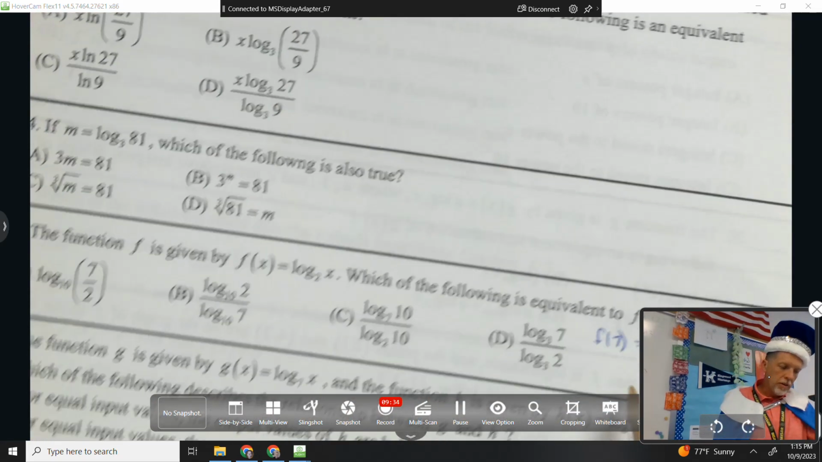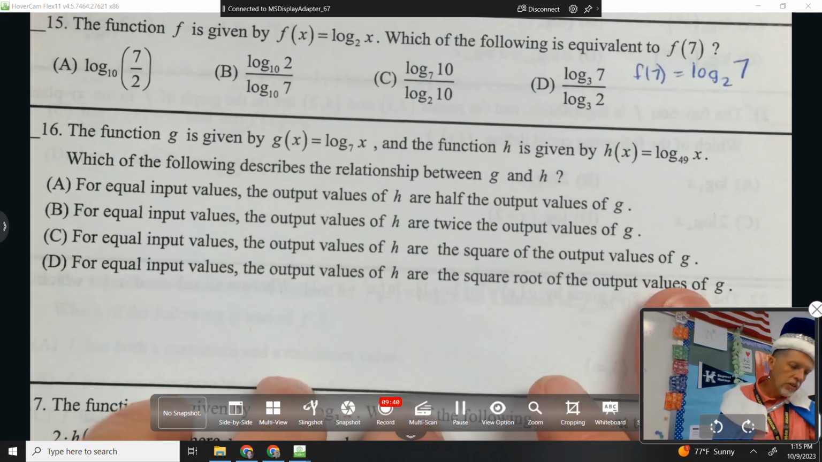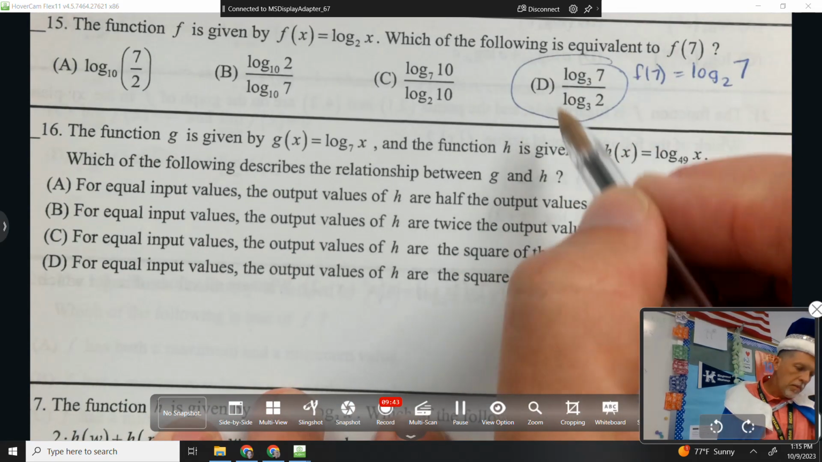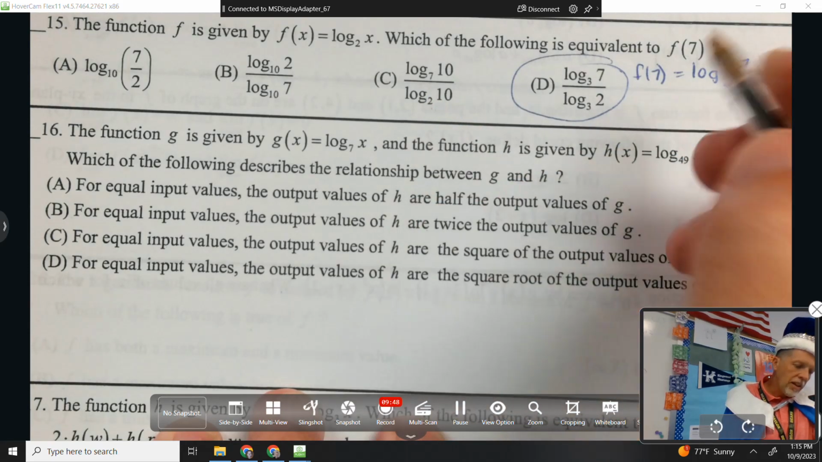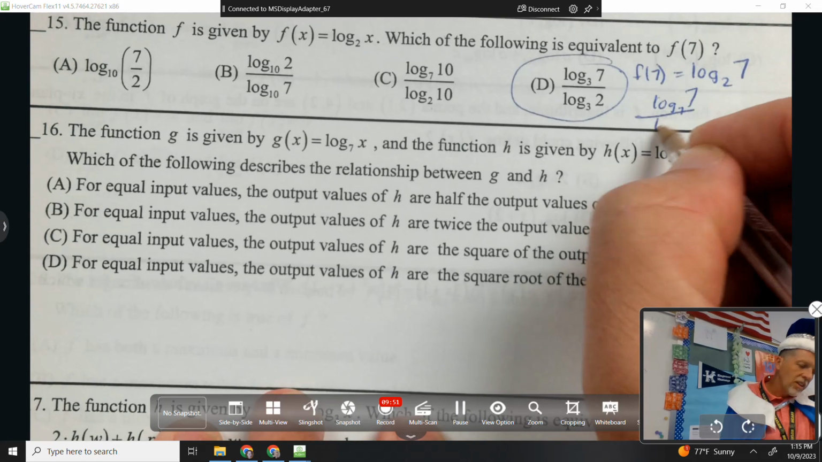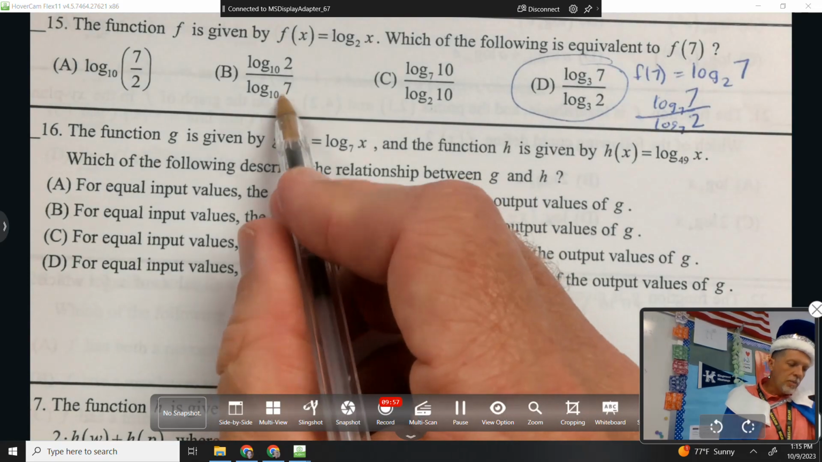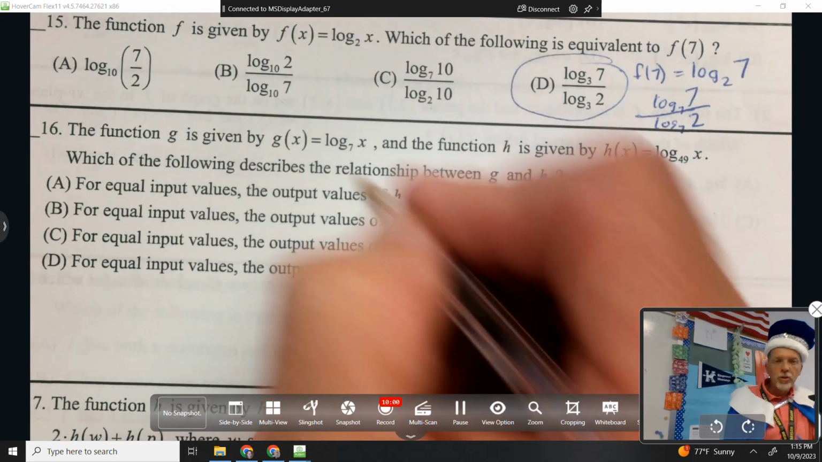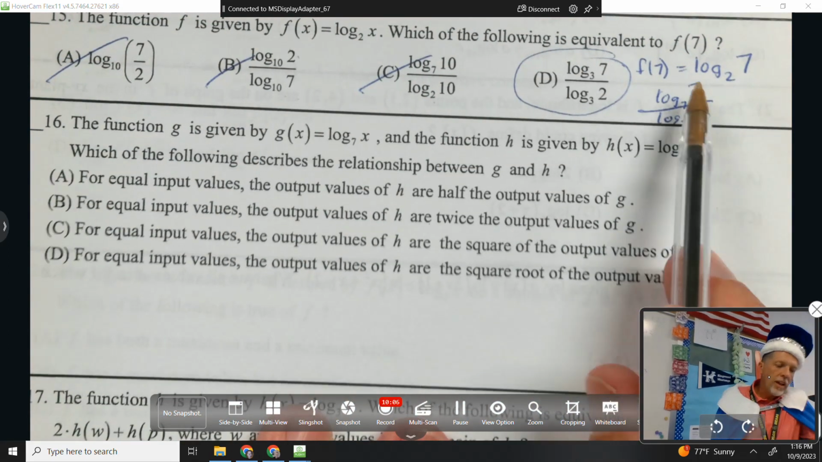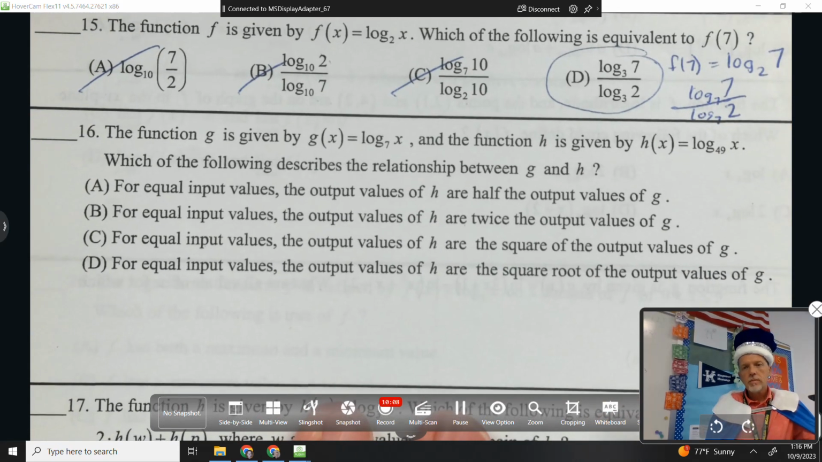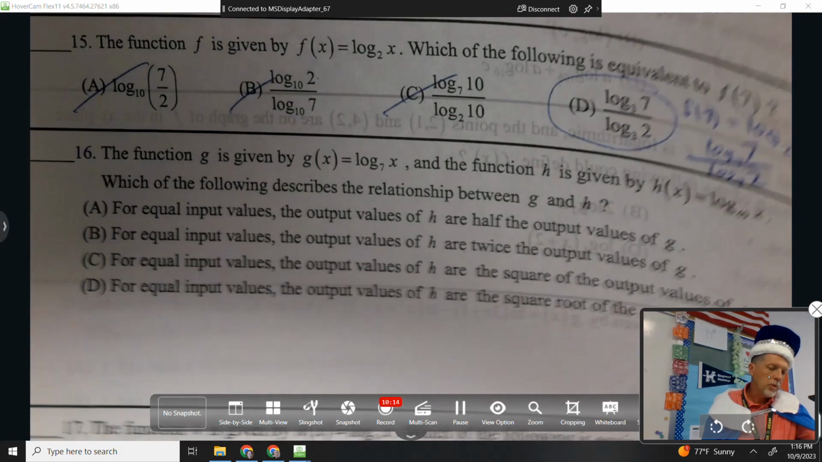So back to number 15. Looking at my answer choices, answer choice D would be it. If you use log base 7, that's fine. So it could have been log base 7 of 7 over log base 7 of 2. That would be right. Log base 10 of 7 over log base 10 of 2 would have worked too. So that's called the change of base formula. It's used a couple other times in the review as well.